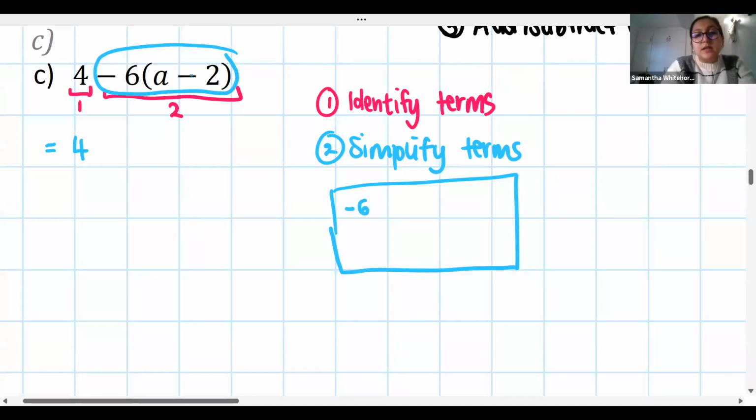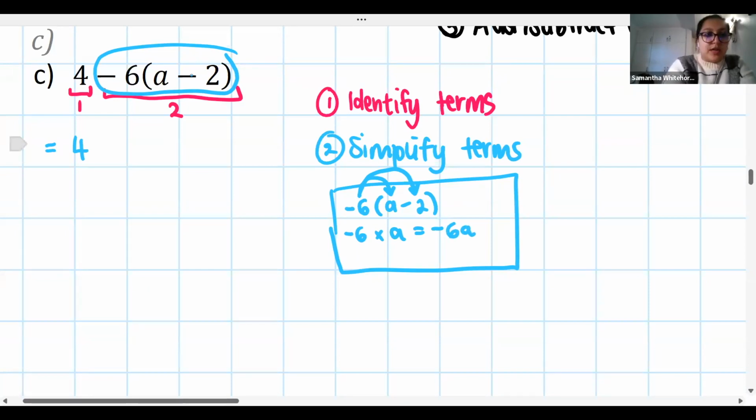We've got negative 6 that has been distributed to the bracket. So we need to say negative 6 times a and negative 6 times negative 2. So if we do the first one, negative 6 times a, and negative times a positive is a negative. This is what I just said. Be careful of your signs. And we have our a.